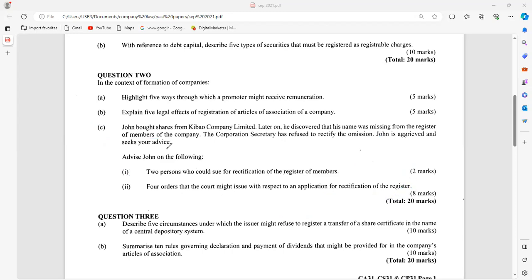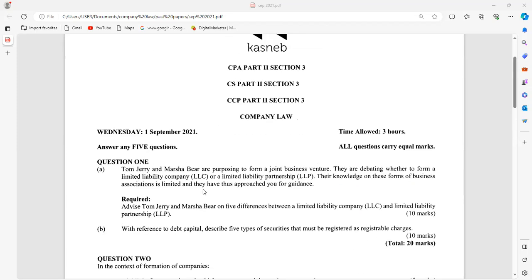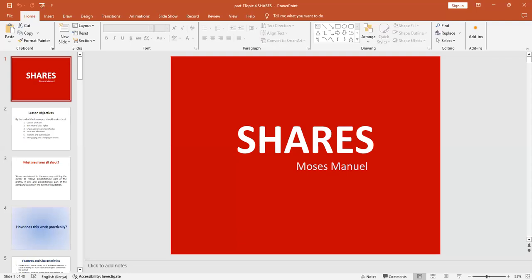So there's that. Now, all these, which paper was this? Let me check. This one was September 2021. Anyway, now let's move on to the next topic. That is the end of the topic of membership.